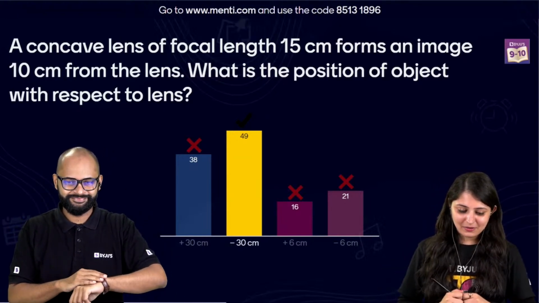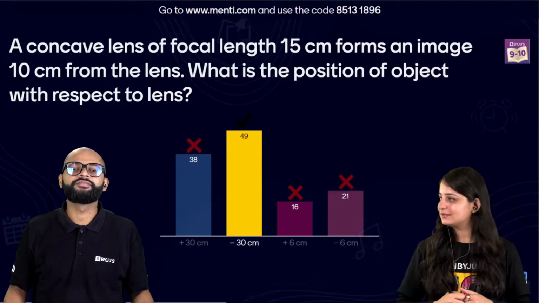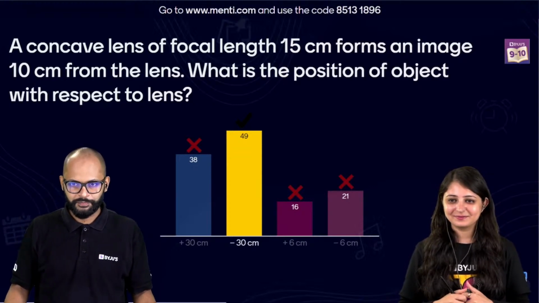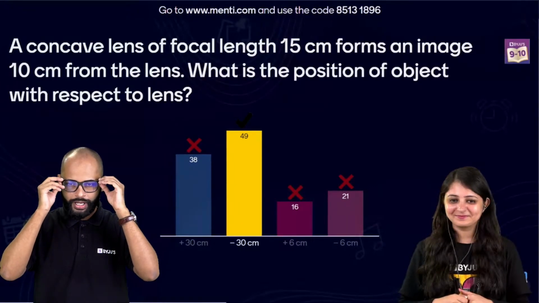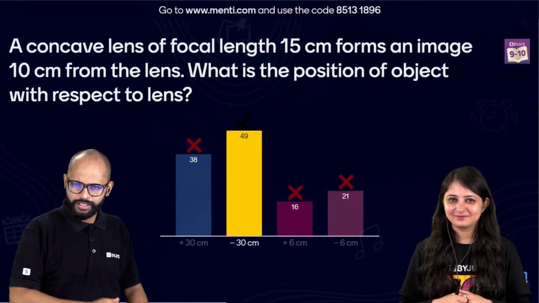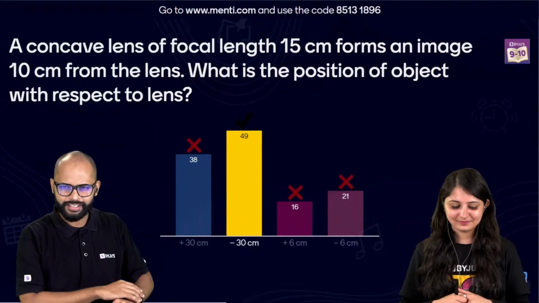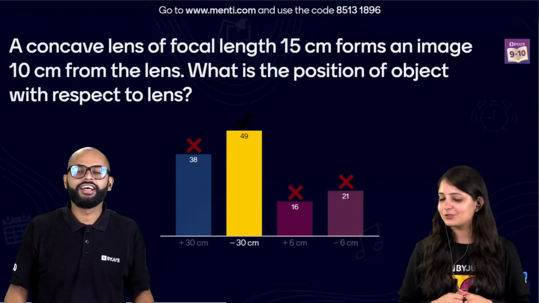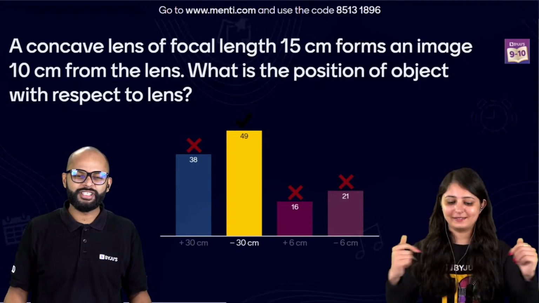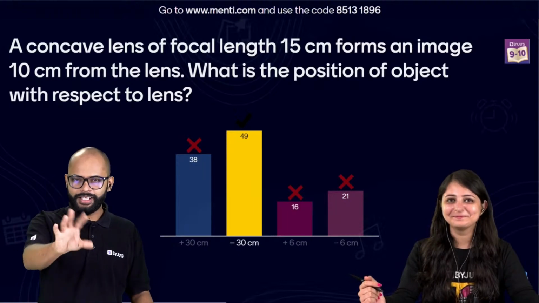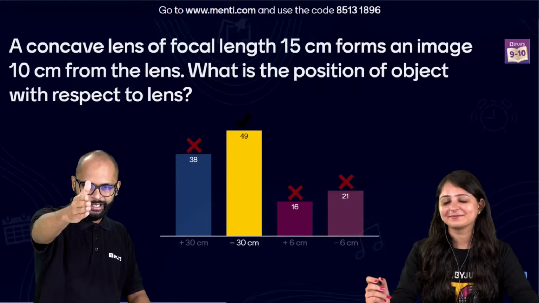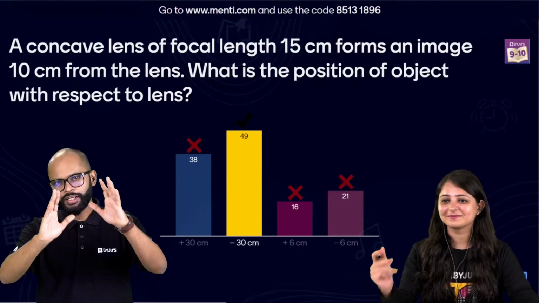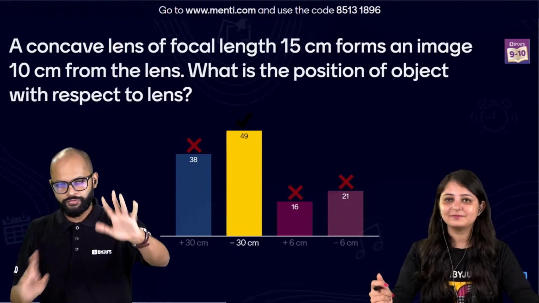49 of them marked option B, minus 30 centimeter. That's the correct answer. So, why? I think, what is option A? Is it plus 30? Plus 30 centimeter is option A, minus 30 centimeter option B. Sign mistake, huh? See, if I can combine option A and option B, both of you all reach 30. That is fine.